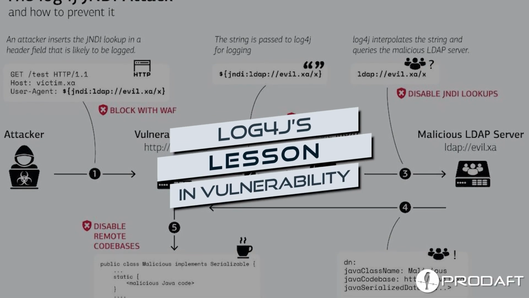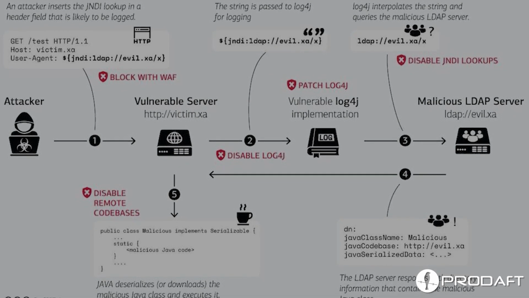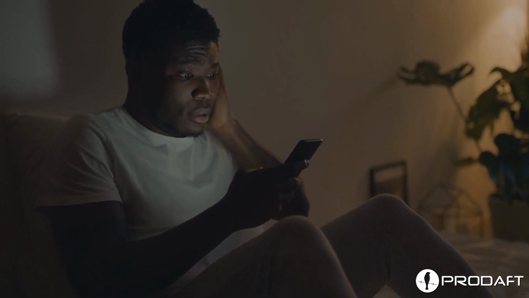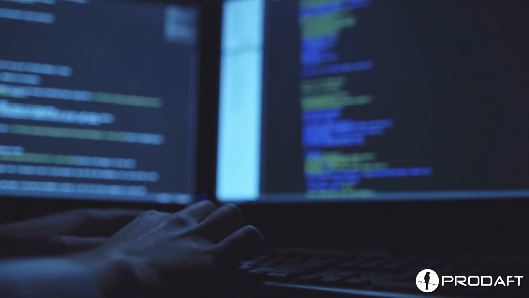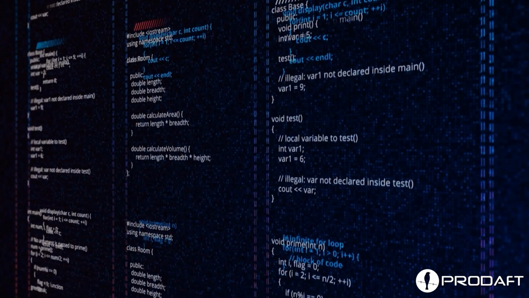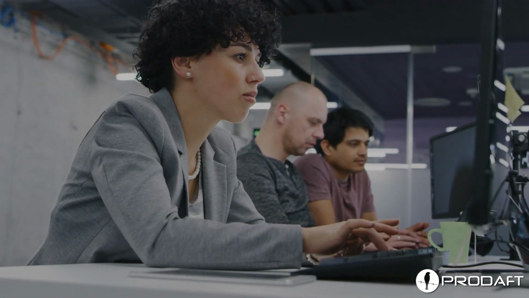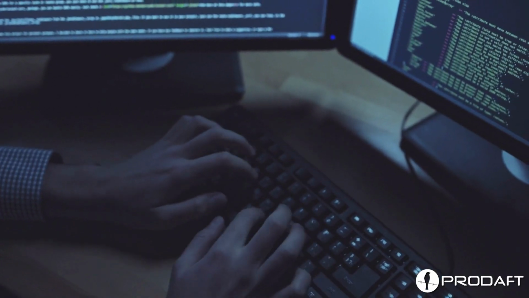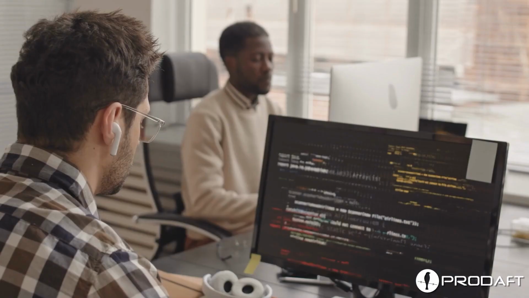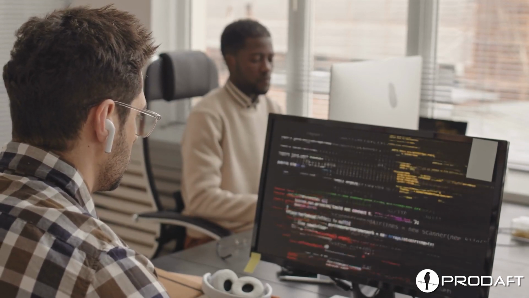Log4j's lesson in vulnerability. The discovery of a long-standing zero-day vulnerability in Log4j shook the global cybersecurity community in late 2021. Immediately after the vulnerability was published, security practitioners around the world began scrambling to find out if they were impacted. If your security teams were using contextualized threat intelligence, they can quickly find out which applications use susceptible versions of this logging framework. If not, as was the case with Log4j, you won't need to worry about it.